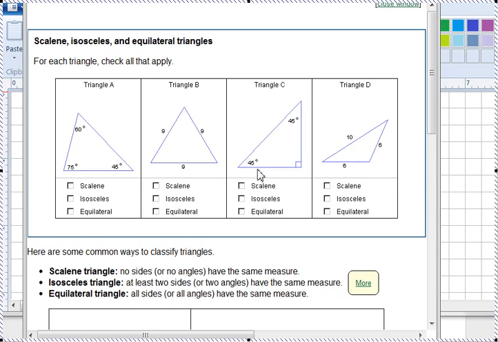Now, here's my question. What about an equilateral are you curious about? And keep in mind, I don't want to go into this too long because remember, this is warm up and we've got a lot of fun stuff up ahead of us.